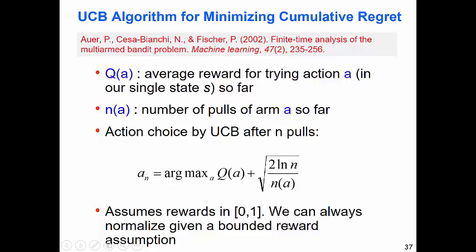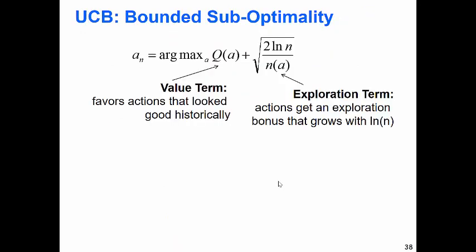So we're thinking 0, 1 right now. And so it's a very simple algorithm, right? You just have to keep track of two things for every arm: the number of pulls and the average reward so far. And then you plug it into this expression and find the arm that maximizes it. So we can look at what that expression is.